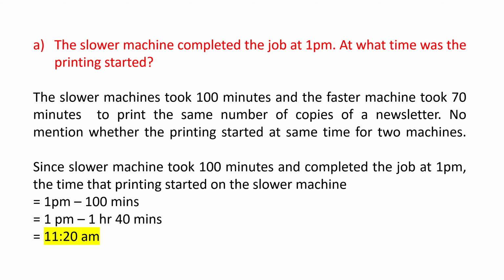So since the slower machine took 100 minutes to complete the job and the job was completed at 1 p.m., the time that the printing started on the slower machine would simply be 1 p.m. less 100 minutes. And 100 minutes would be equivalent to 1 hour 40 minutes, and that will be 11:20 a.m. So the printing started on the slower machine at 11:20 a.m.